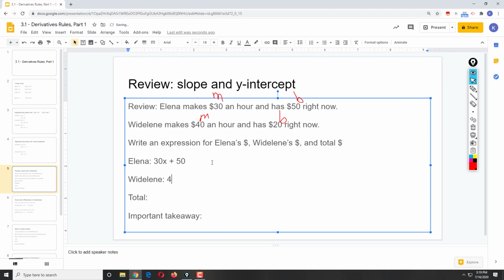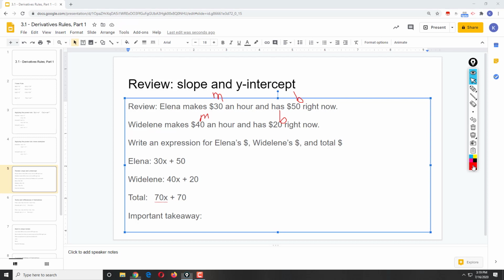So Elena is 30x plus 50. Similarly, Wideline will be 40x plus 20. Well, in total, at the beginning, Elena has 50, Wideline has 20, so it's got to be plus 70. If Elena makes $30 an hour and Wideline makes $40 an hour, then in total, they make $70 an hour. So the slope will be 70.